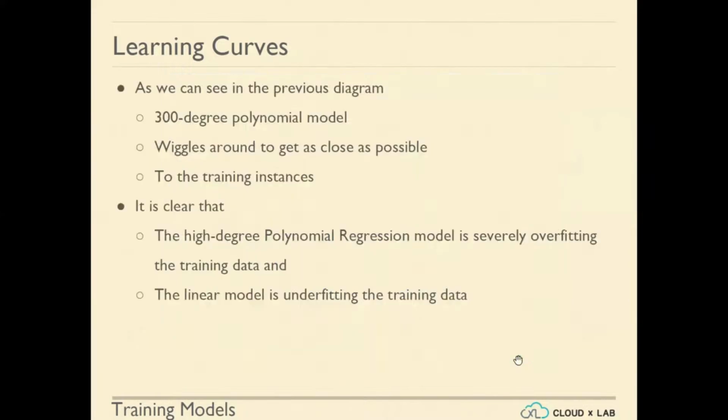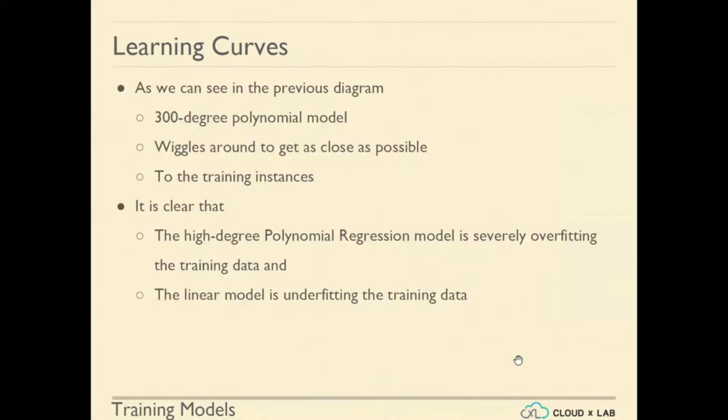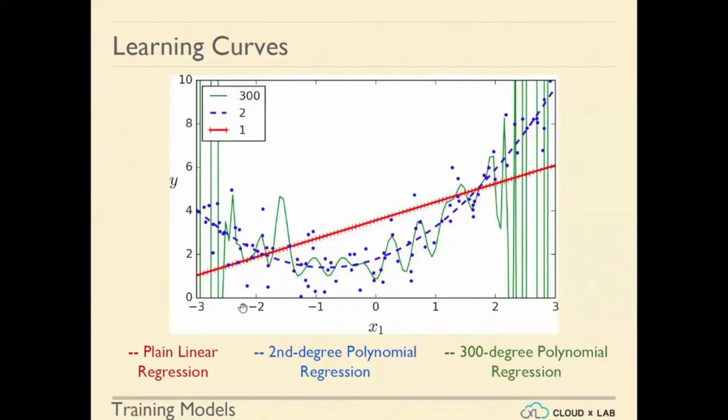Okay. So as we can see in the previous diagram, the 300 degree polynomial is trying to fit each and every data point and will also fit the noise present in the data. So it will create an overfitting problem, right? So the high degree polynomial model is severely overfitted to the training data, and the linear model is underfitting, right?